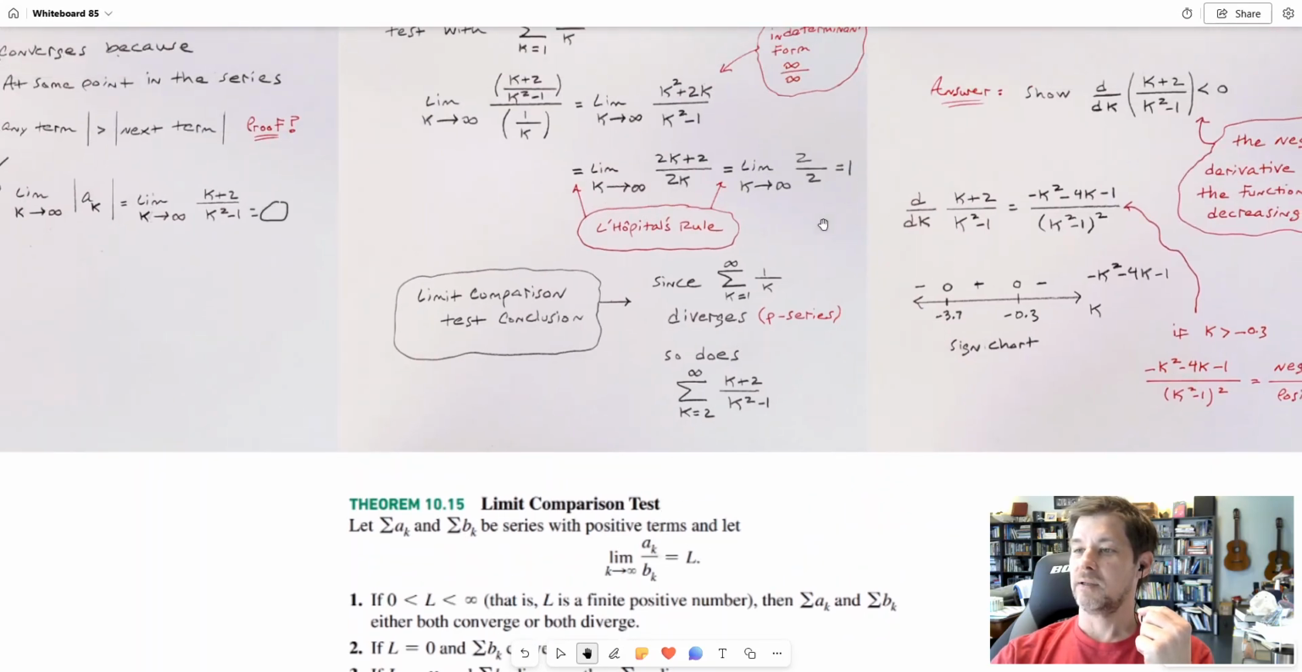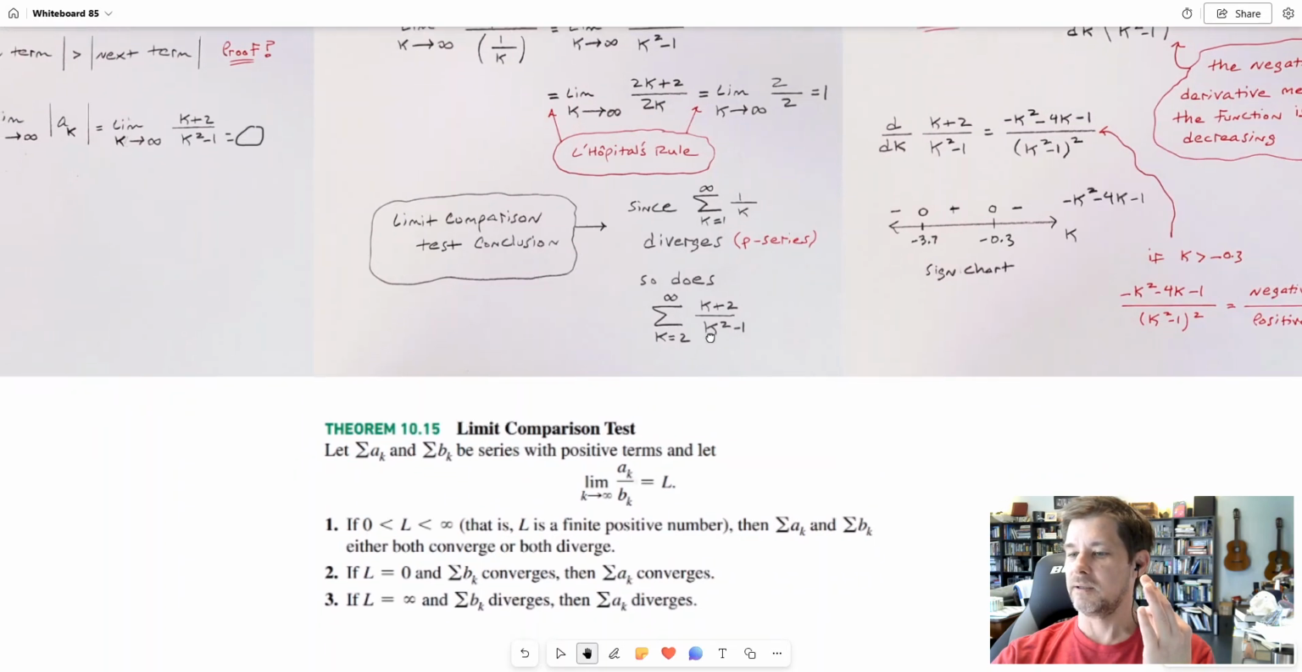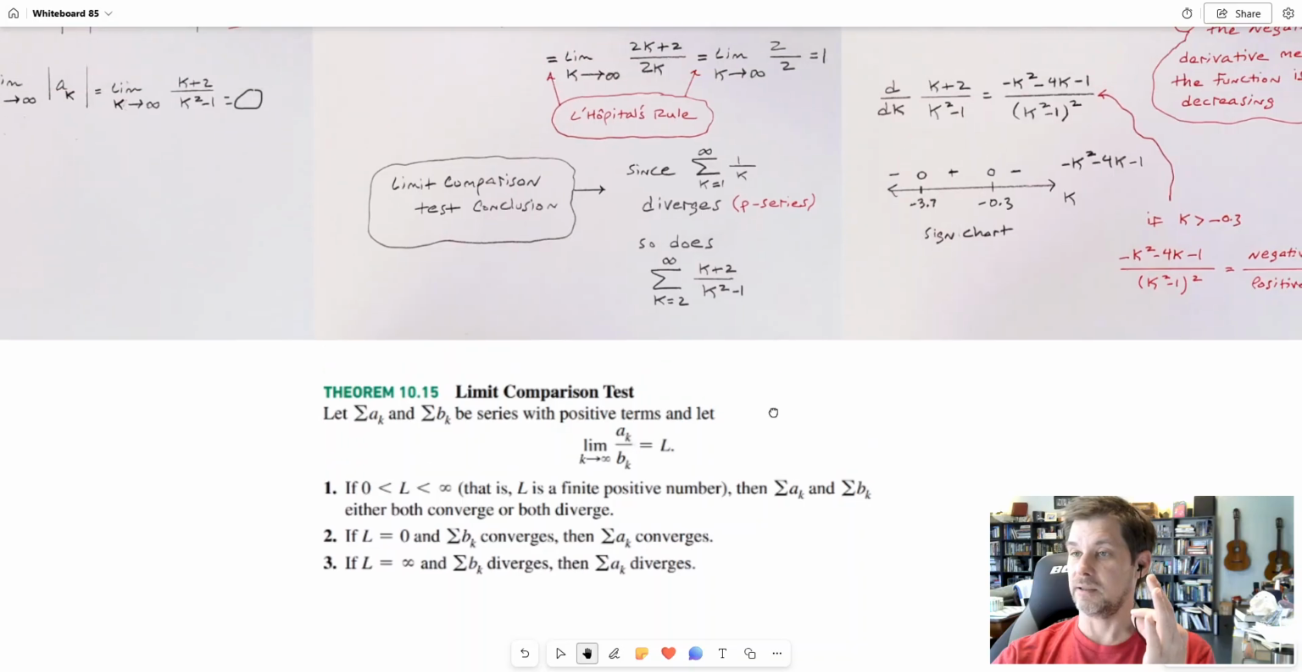Now what does that mean? Which case does that put us in? Does it put us in case 3? Well, we didn't get infinity, so no. Does it put us in case 2? We didn't get 0, so no. Does it put us in case 1? Well, I got a limit of 1. That's a finite positive number. And it says the series I'm deciding about and the one I compare with either both converge or both diverge. They do the same thing as each other.